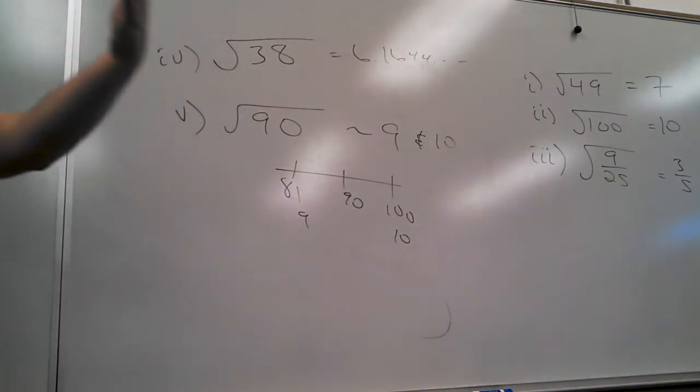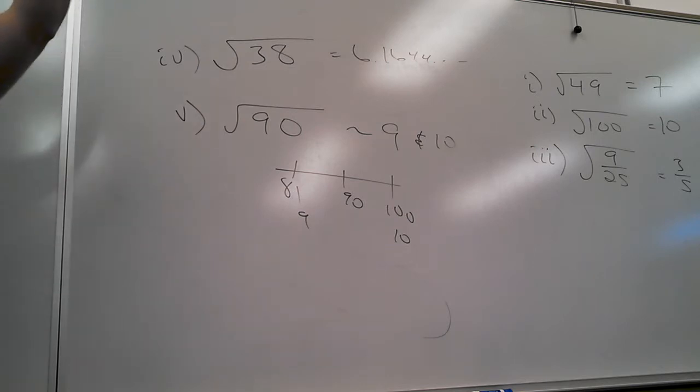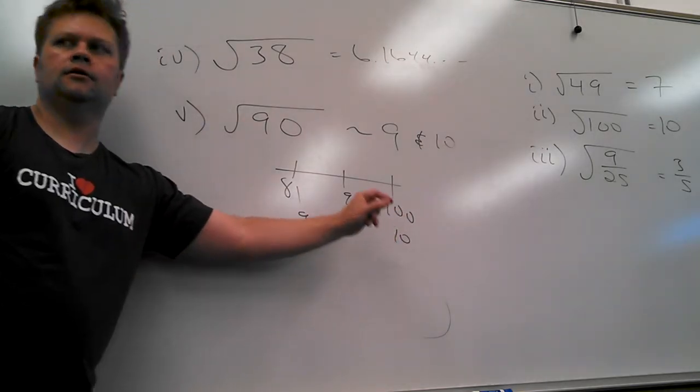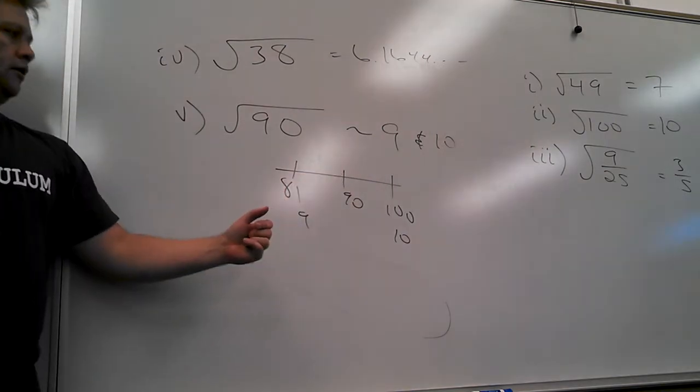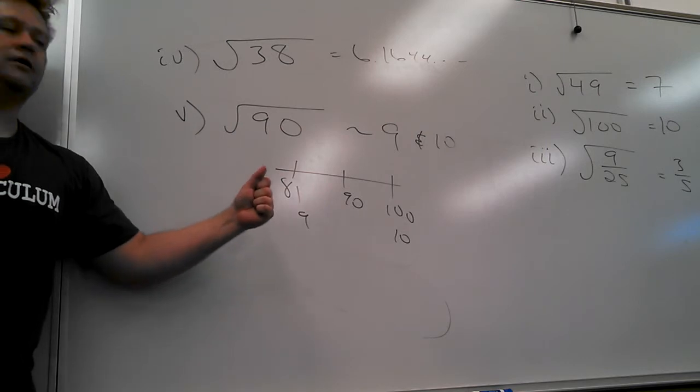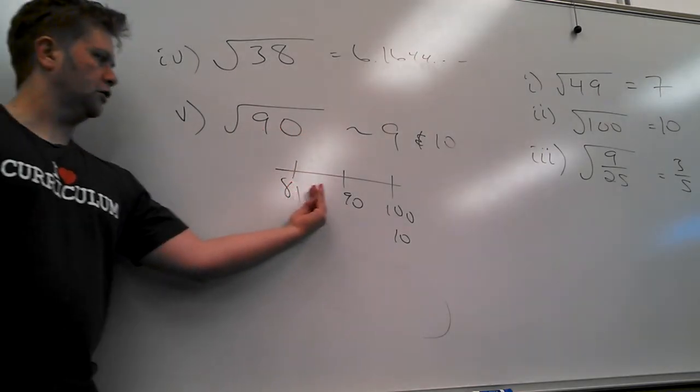Does that make sense visually? Yep. It's between those two numbers, so it should be between the two square roots. It should be between 9 and 10. Can we guess and say 9.3? Yeah, but you would most likely be wrong, because it's really weird to figure out how it builds as it goes through.